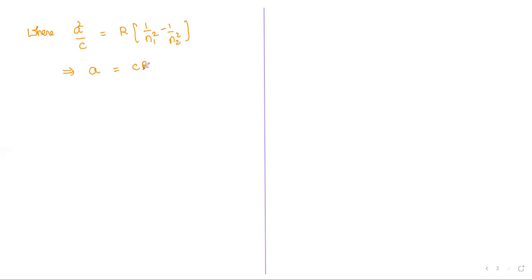a is equal to cR into 1 by n1 square minus 1 by n2 square. This is again important for your advanced exam. Of course I forgot, this is a square actually, so a is equal to under root of cR into 1 by n1 square minus 1 by n2 square.